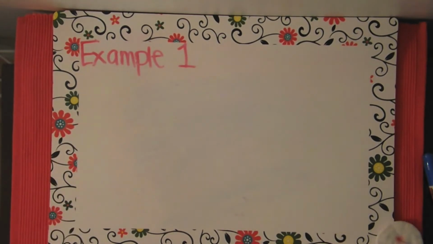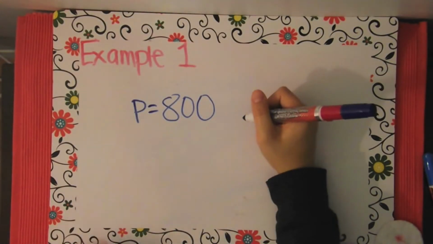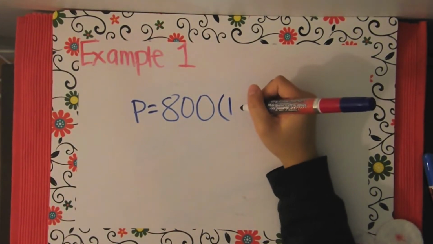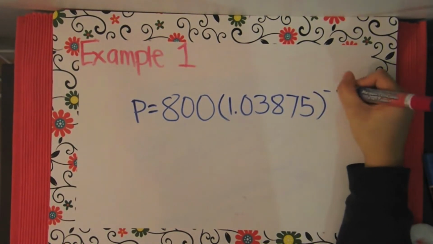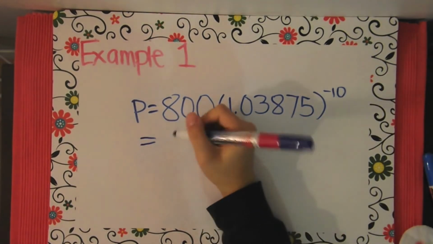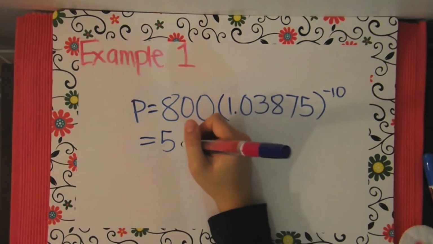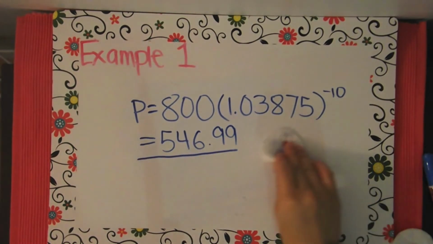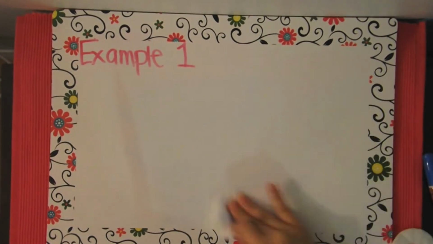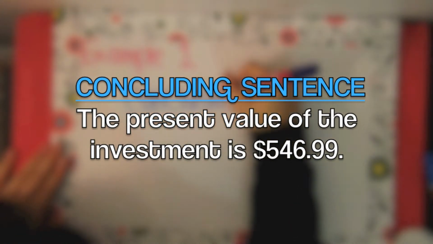Now substitute the values of A, I, and n and evaluate P. Here we already did 1 plus 0.03875. And your final answer should be 546.99. Therefore, the present value of the investment is $546.99. Let's start on the second example.